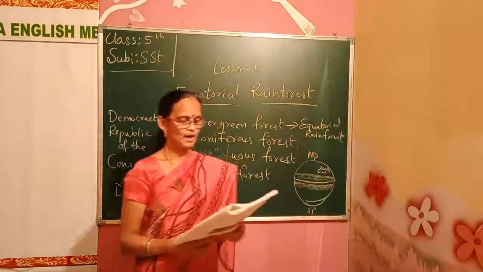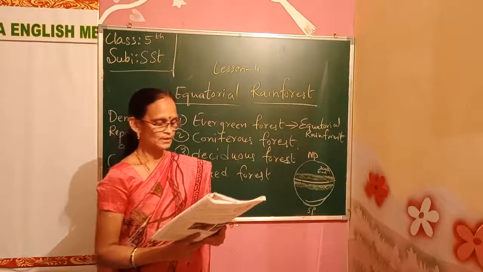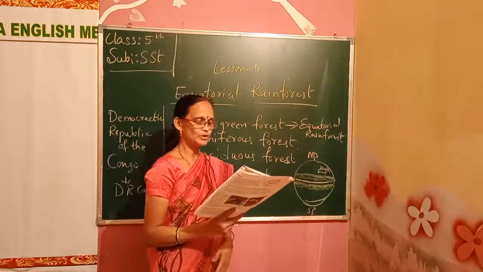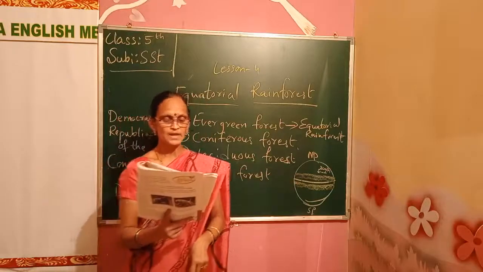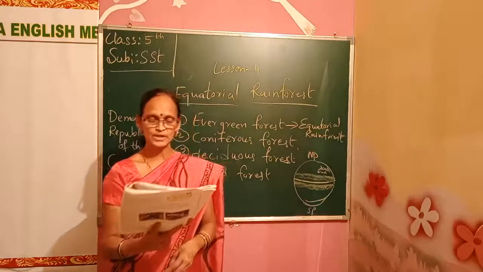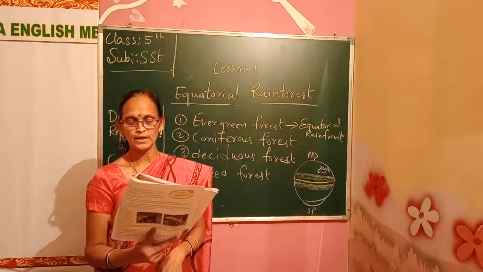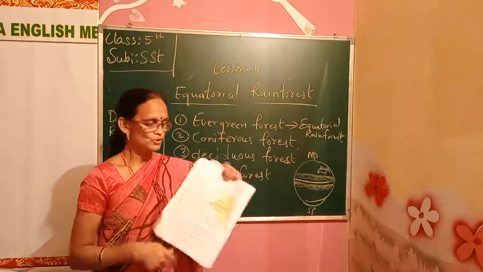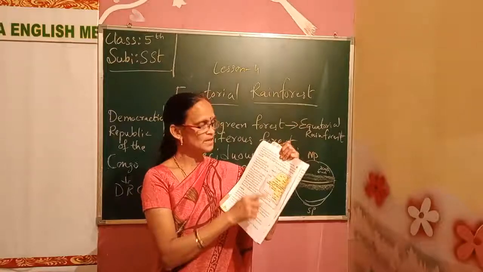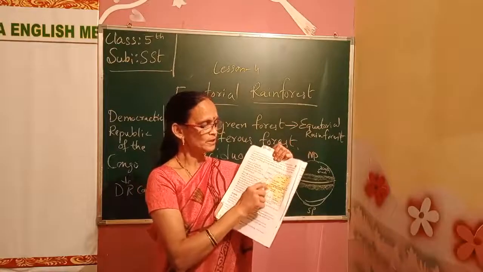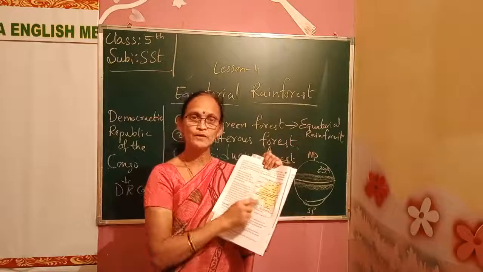The Central African Republic and South Sudan are to the north, and Uganda, Rwanda, Burundi, and Tanzania are to the east, and Zimbabwe and Angola are to the south. Now you take this map and locate these places where they are. These are all places around the Democratic Republic of Congo. You can locate the places.